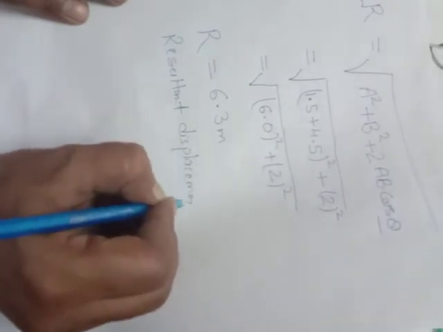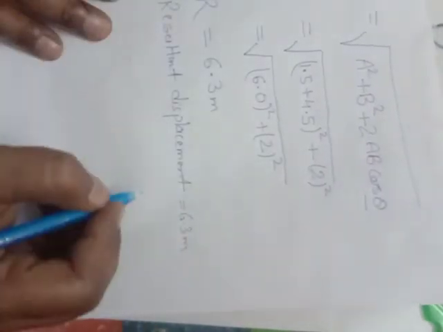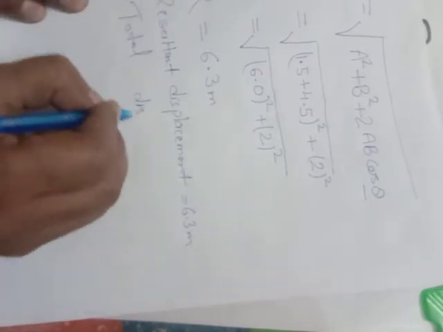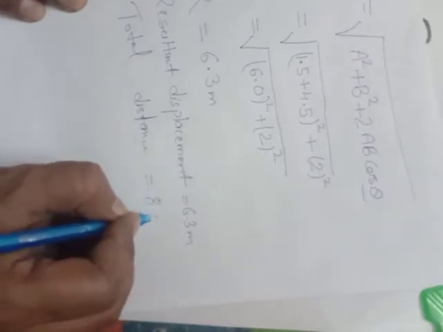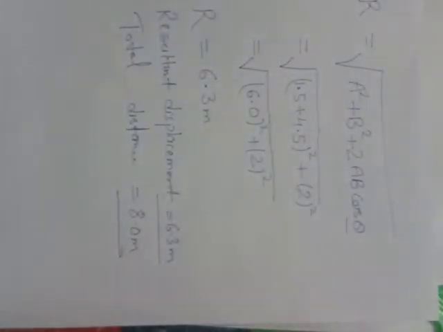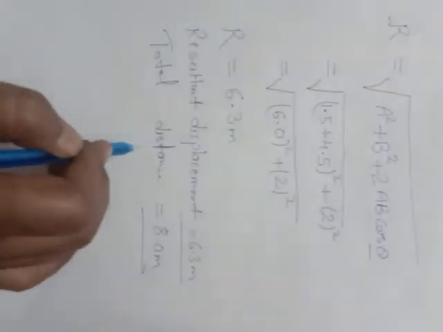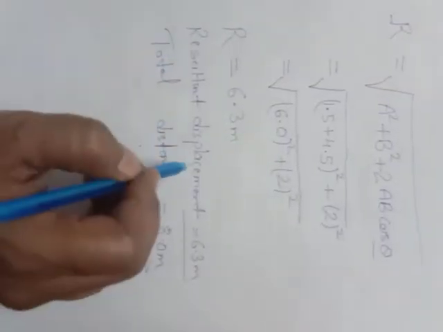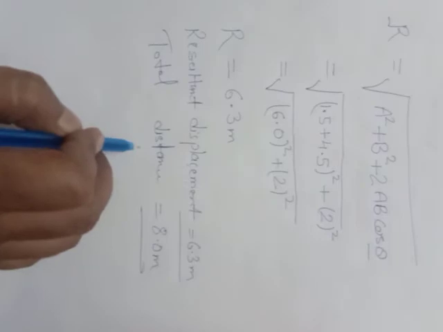So the displacement is 6.3 meter. And what was the distance? The total distance was 8 meter. From this example we will come to know the difference between distance and displacement. Again I am repeating, displacement can be 0 sometimes, but distance can never be 0.